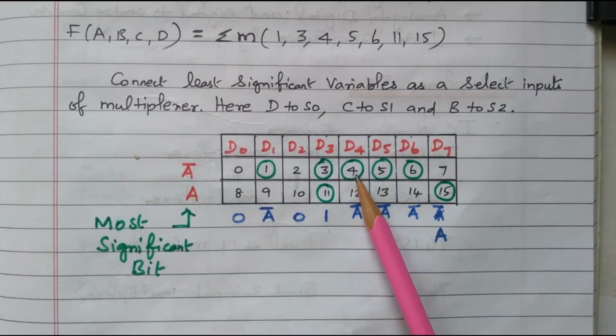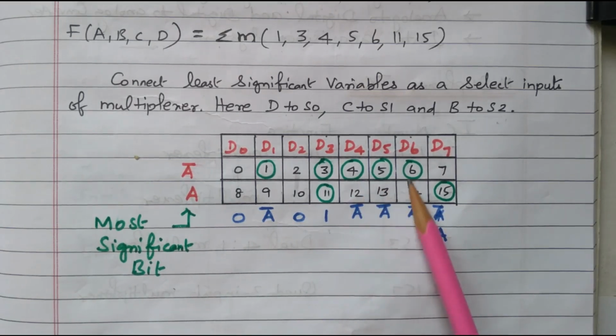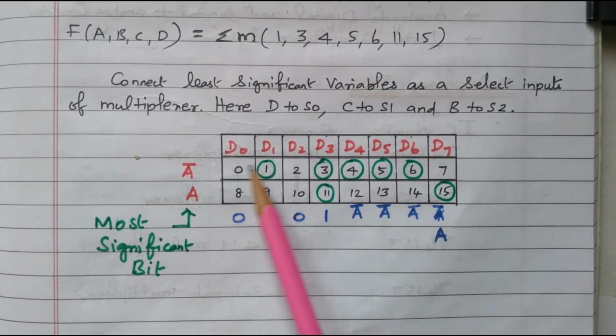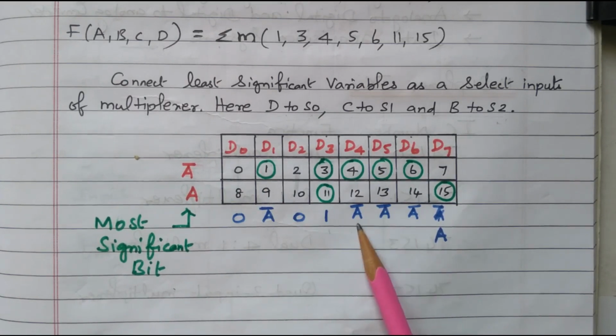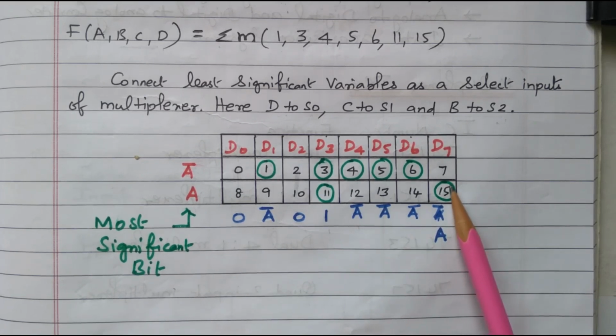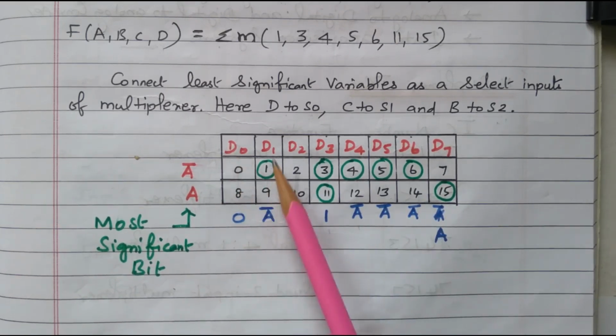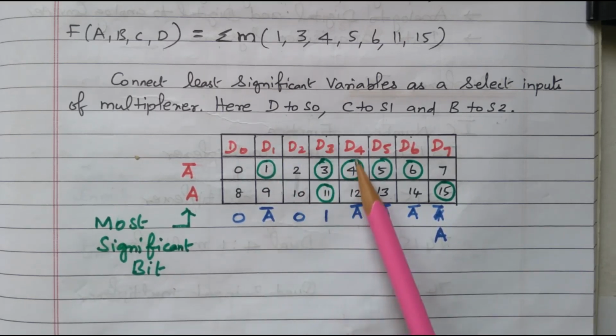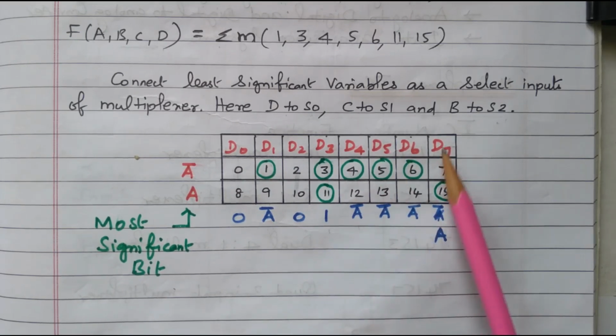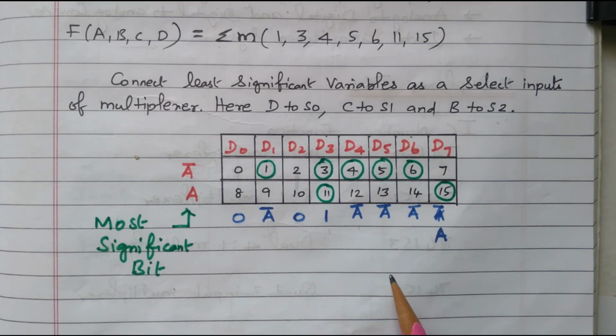So, here in the 4, 5, 6 columns, the top is encircled. What is the corresponding input? A bar. So, A bar is the input for D4, D5 and D6. For D7, the bottom is encircled. So, what is the corresponding input? A. Right. So, now we decided the inputs to the multiplexer. D0 is 0, D1 is A bar, D2 is 0, D3 is 1, D4, D5, D6 is A bar, D7 is A. Now, we will go to the logic diagram.